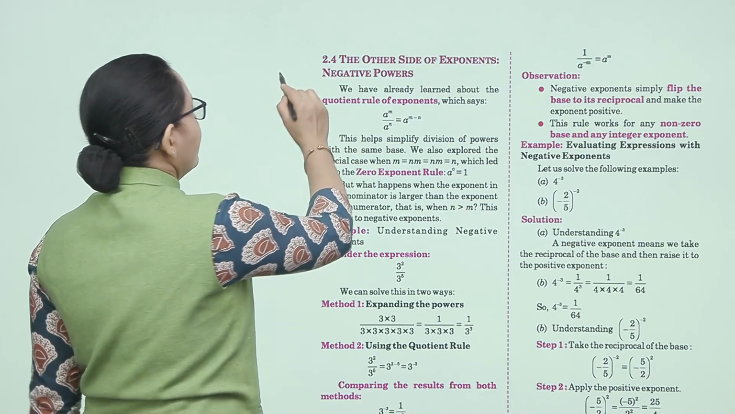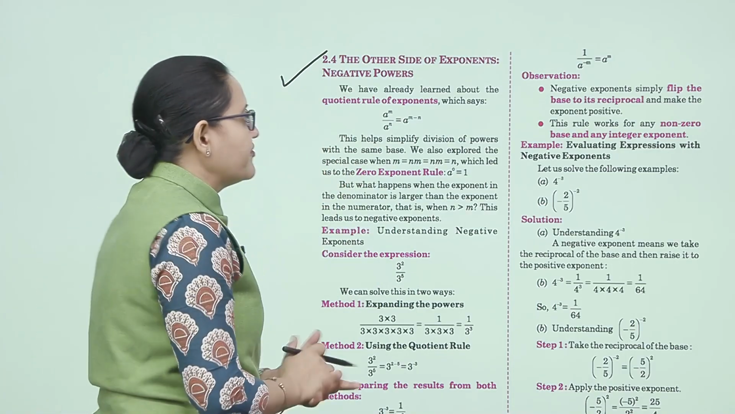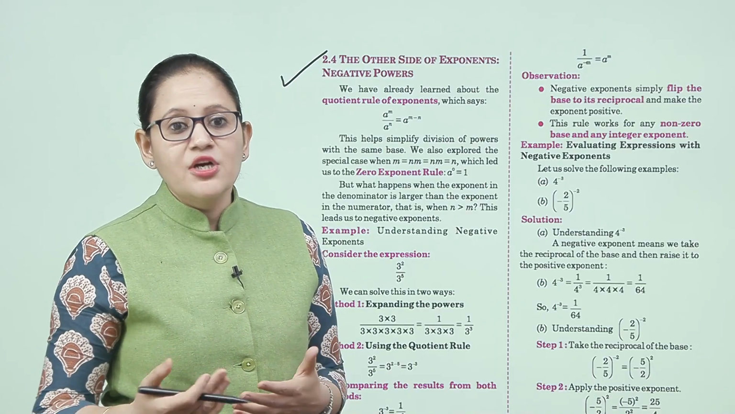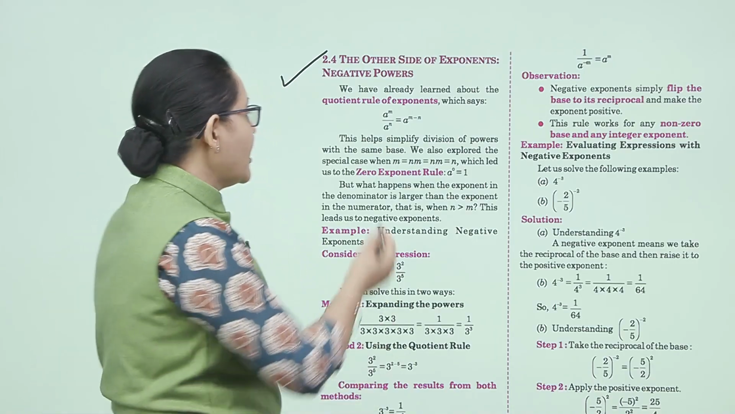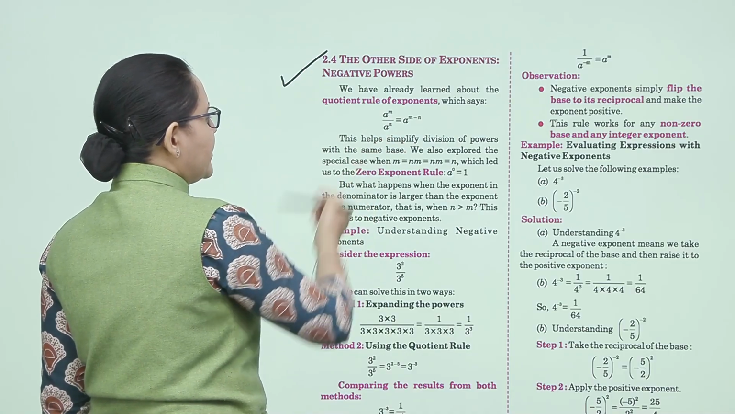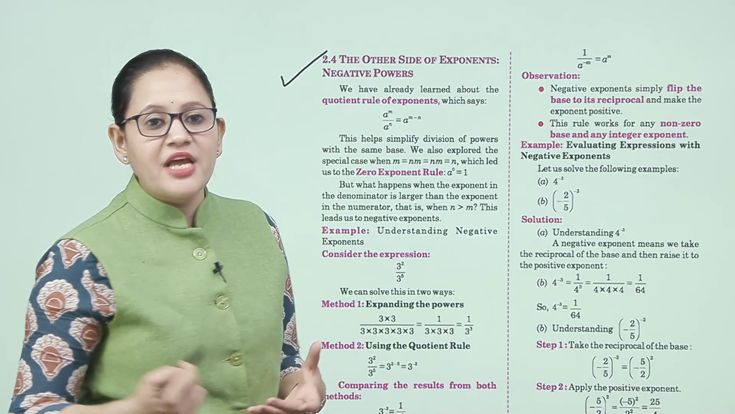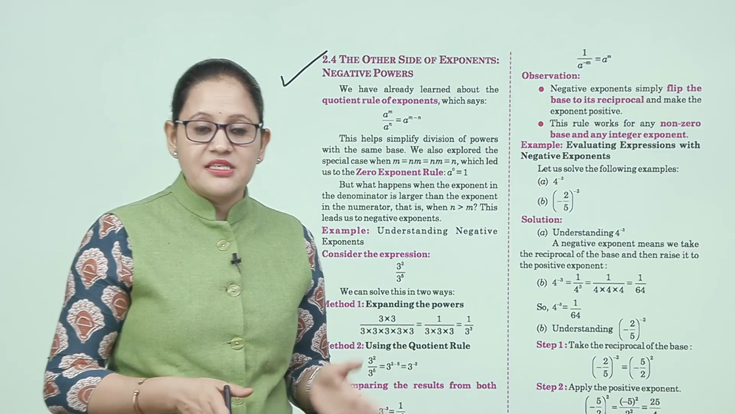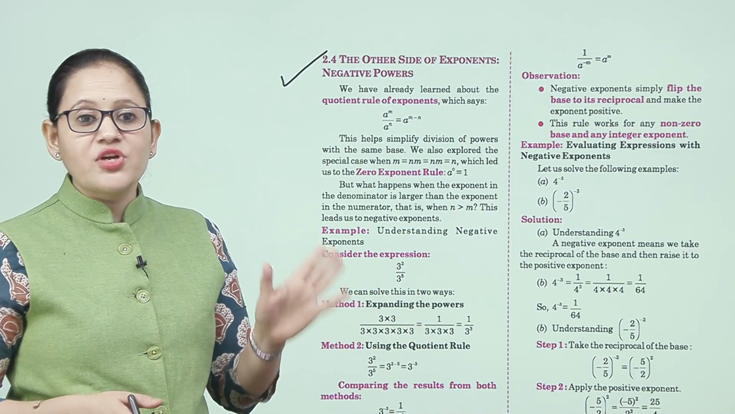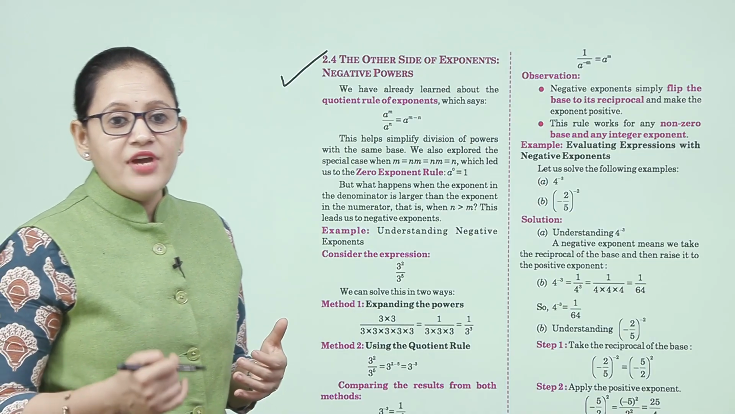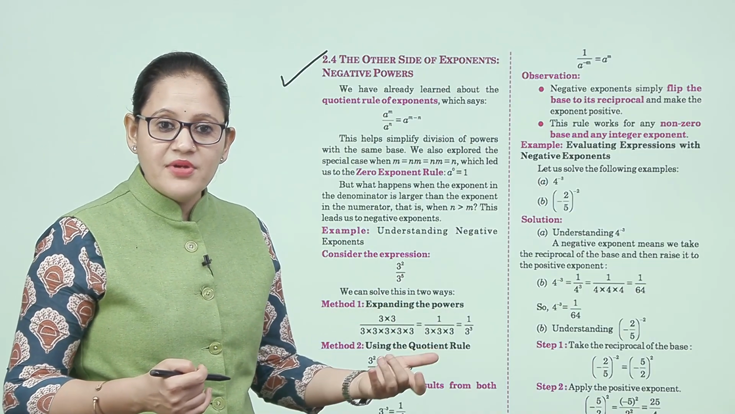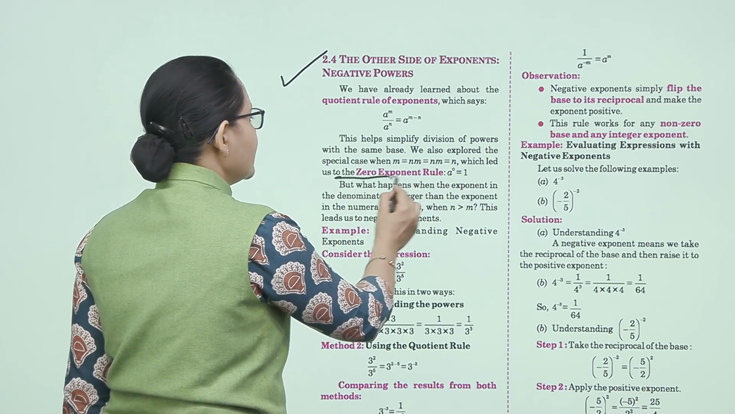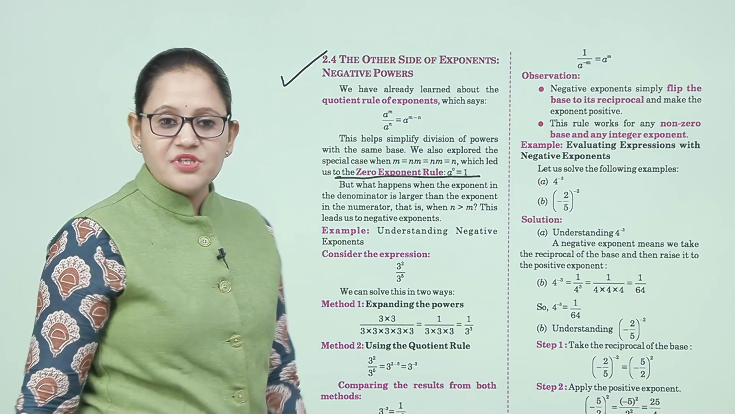Now, the other side of exponents: negative powers. We have already learned about the quotient rule of exponents, which says a to the power m divided by a to the power n is equal to a to the power m minus n. This helps us simplify division of powers of the same base. Here the base is the same. We also explored the special case when m equals n, which led to the zero exponent rule: a to the power 0 is equal to 1.